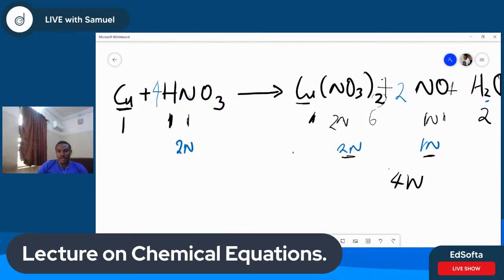We can put an extra 2 here. And based on this, we have our balanced H. We balanced our copper. We balanced our hydrogen. We balanced our nitrogen. Because if you can see it here, we have 1 copper, 1 copper.